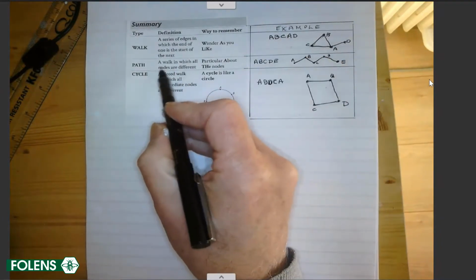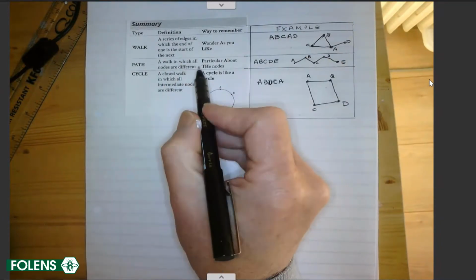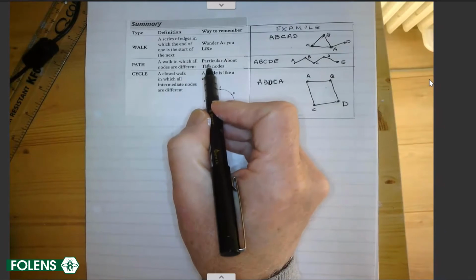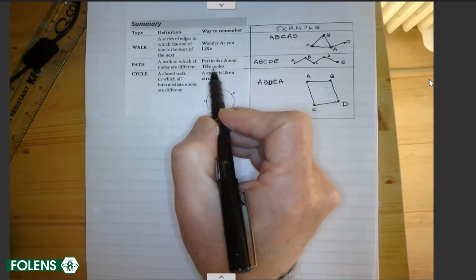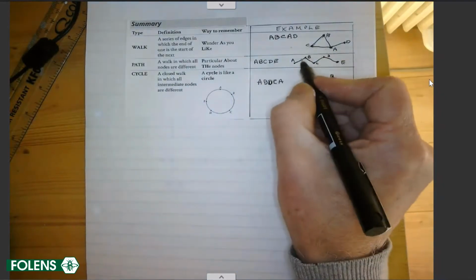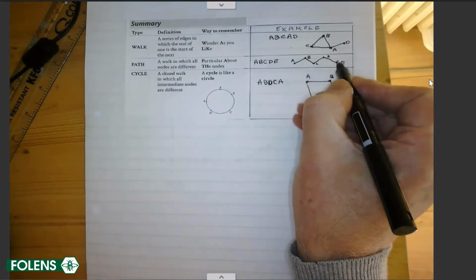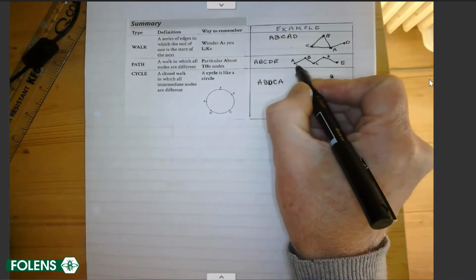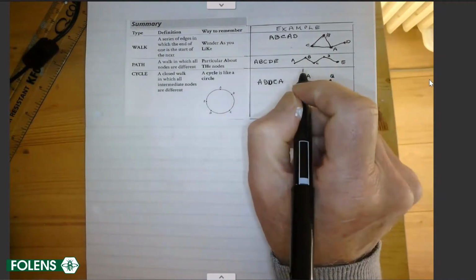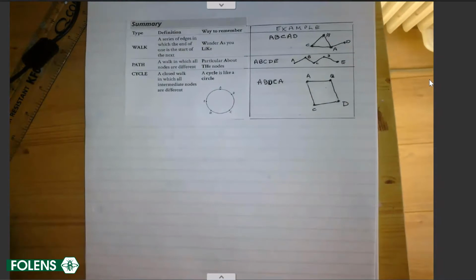However, a path is different. A path is particular about the nodes. In other words, you must never visit the same node twice. So P-A-T-H, particular about the nodes. So you go from A to B to C to D to E. That's a path. If you went from A to B to C back to A, that is not a path. You may never visit the same node twice. It's particular about the nodes, P-A-T-H.